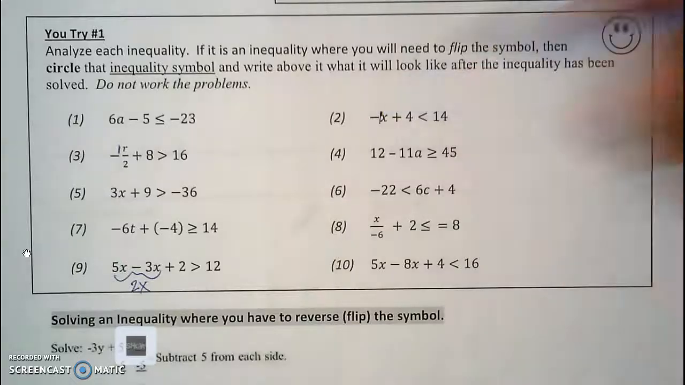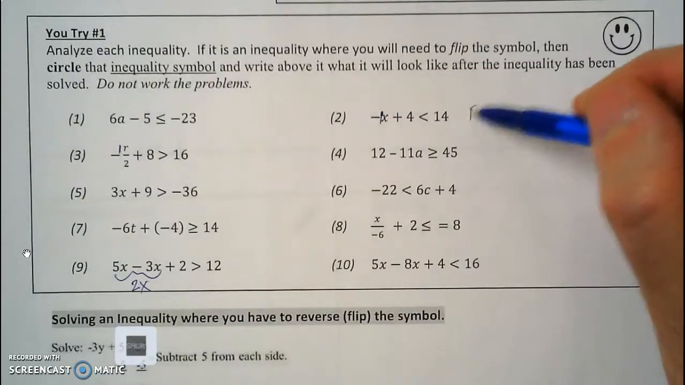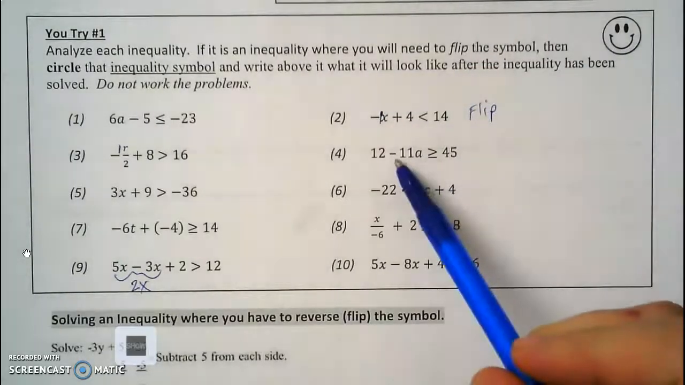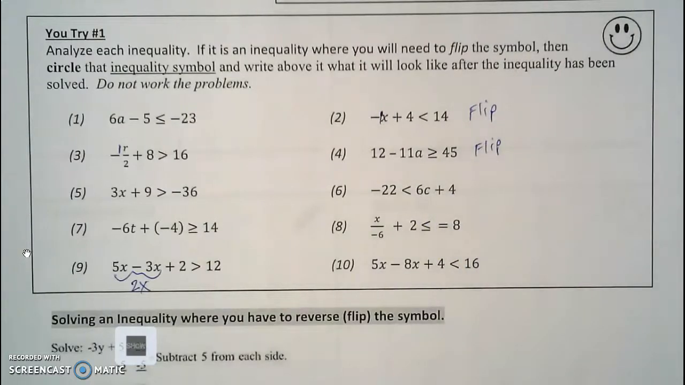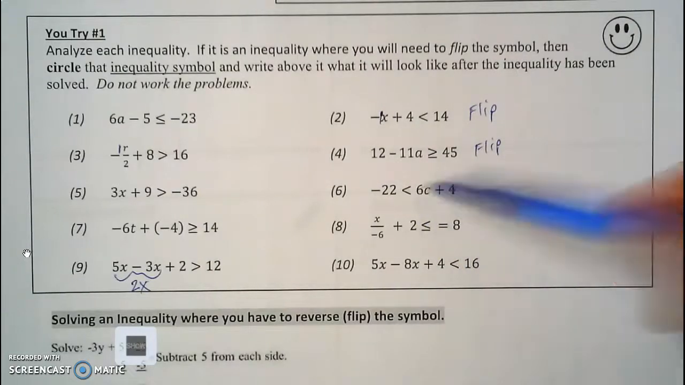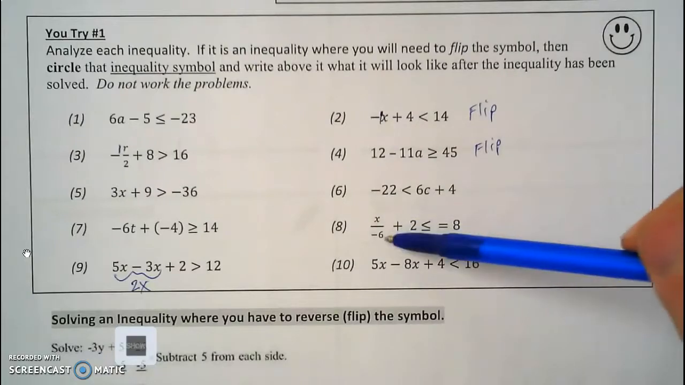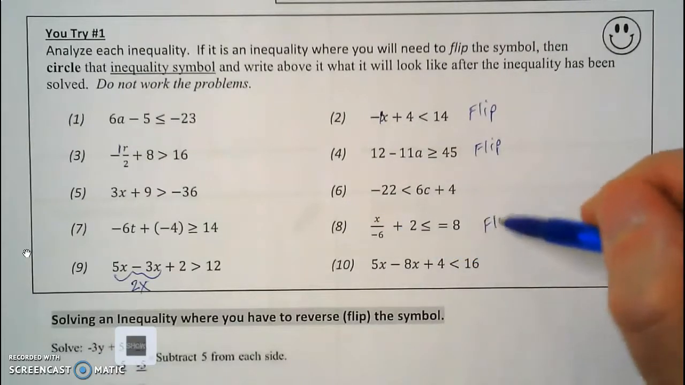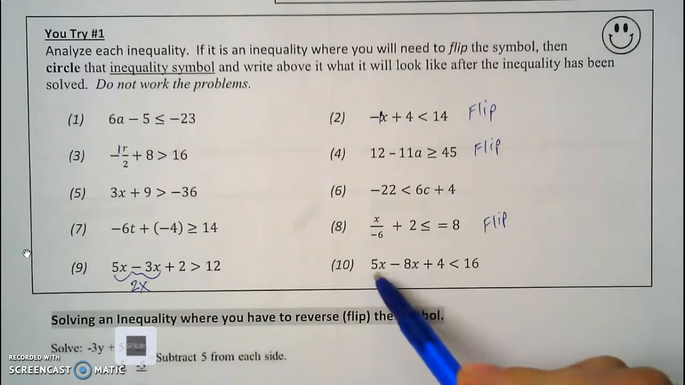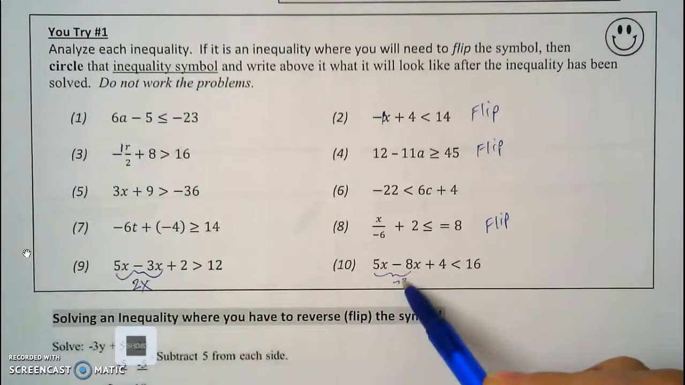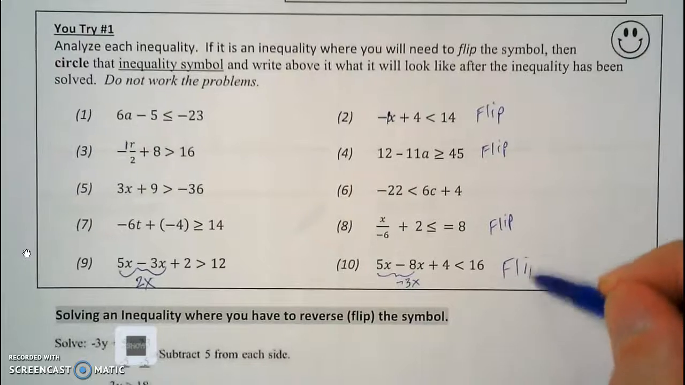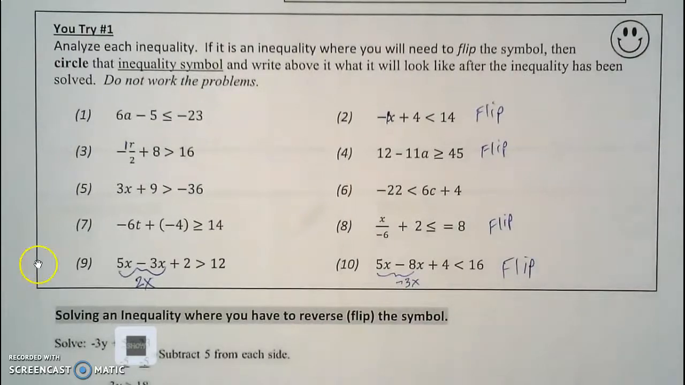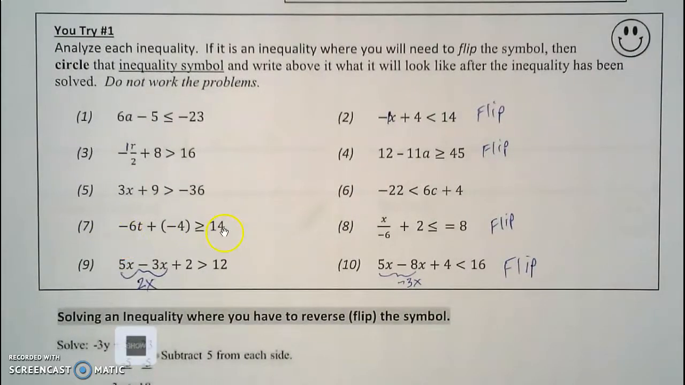Okay, -x. That one would flip. -11a. I would have to divide by a negative. That one will flip. This one will not. Divide both sides by +6. Multiply by a negative. And again, this one I would combine like terms, but I get a -3x. So if I have a negative, I will flip. And if you're not sure, thinking, wait, what's that mean?